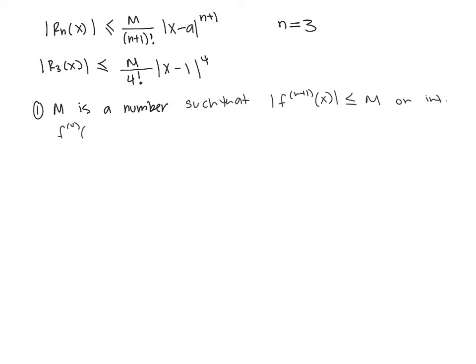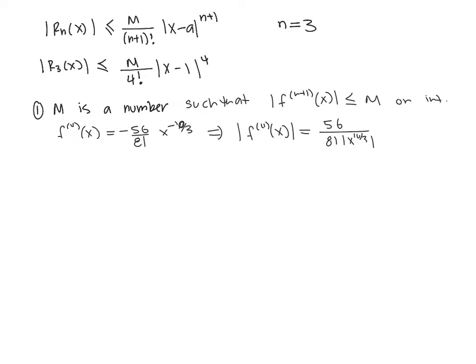So the fourth derivative is negative 56 over 81 x to the negative 10 thirds. And so therefore the absolute value of the fourth derivative is equal to 56 over 81 times the absolute value of x to the 10 thirds.